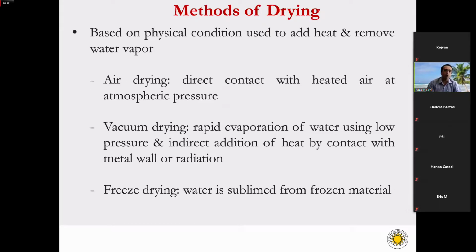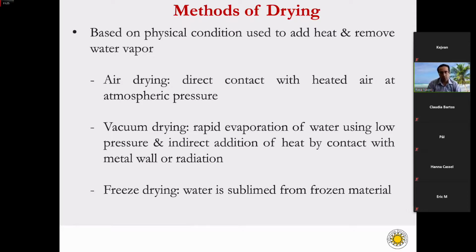But we can also differentiate dryings in terms of their physical conditions in order to add heat or remove the water vapors. One method is air drying, which is the most common method that we use in our chemical process industry. So in air drying, we have a direct contact with heated air at atmospheric pressure. So the wet material and the dry air come into contact with each other. If the air is heated, the heat will transfer from the air to the wet solid.